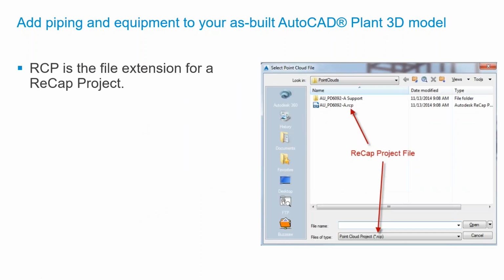The next piece of information is that while you are registering these scans, you could also add piping and equipment information. When you create this AutoCAD Plant 3D model, it creates an RCP file format. Usually the cloud project is saved as an RCP file, which is the file extension of a ReCap project.